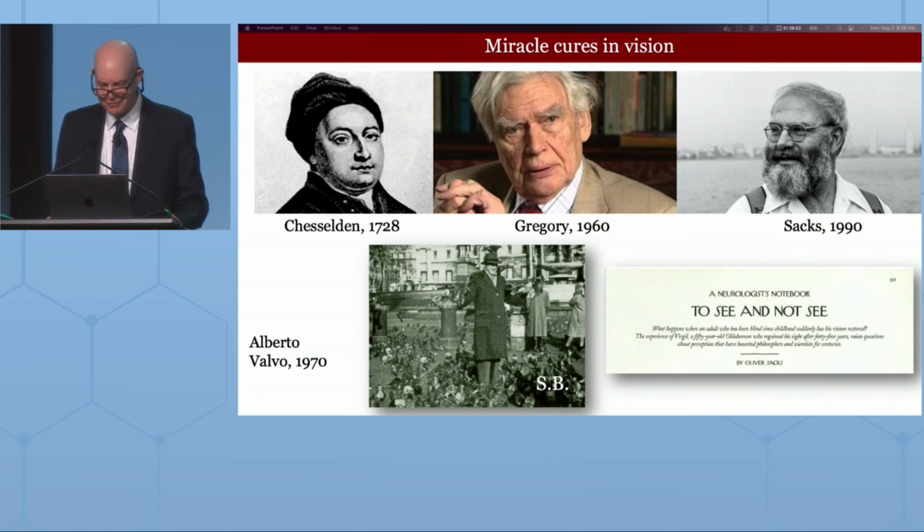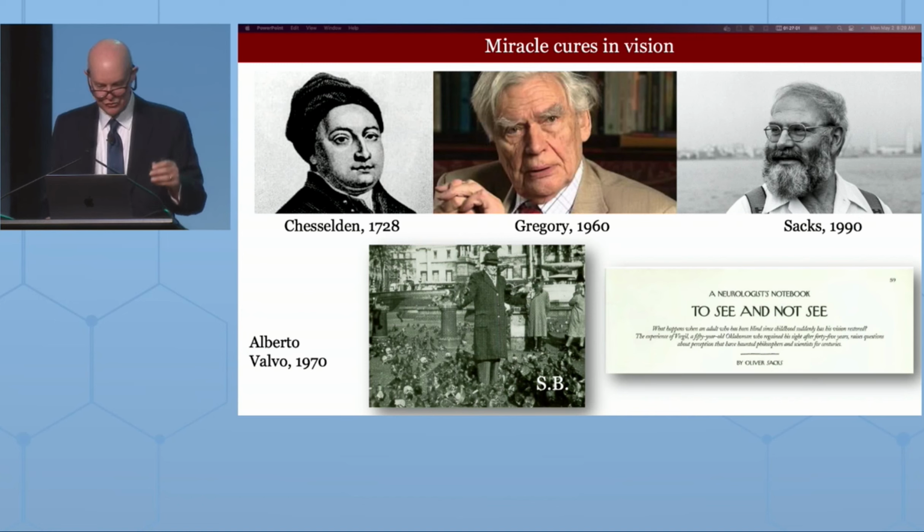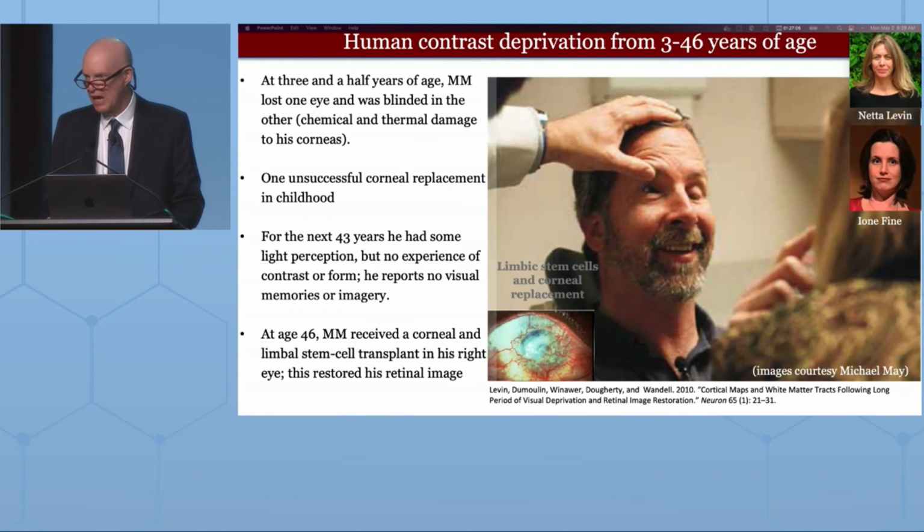I'm showing you Cheselden from 1728. Richard Gregory, one of my favorite scientists in the 1960s, studied a case like this. There's a movie from Oliver Sacks and a book and so forth about these kinds of things. We had the opportunity through Ione Fine's collaboration to study a person who's quite open about his case, Mike May. And Mike, at 3.5 years of age, lost one eye in a chemical explosion. He was blinded in the other eye.